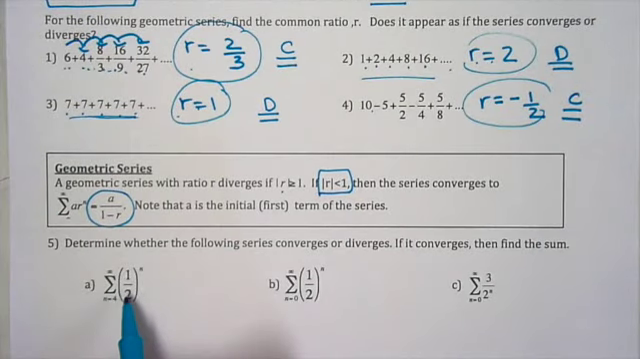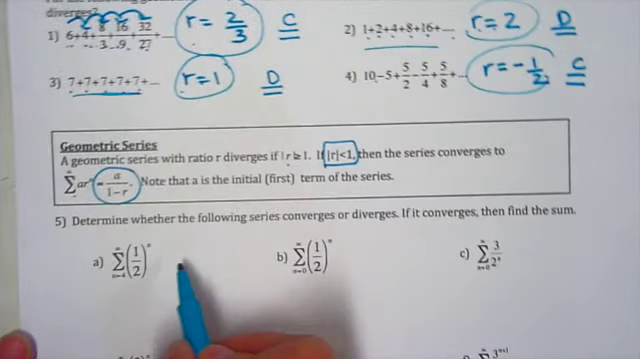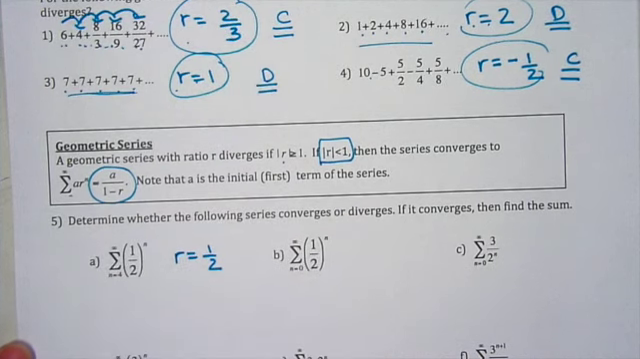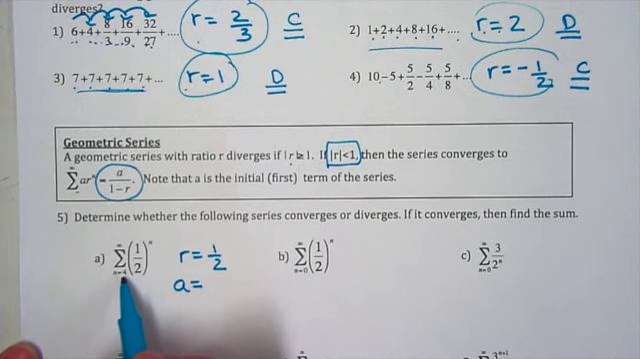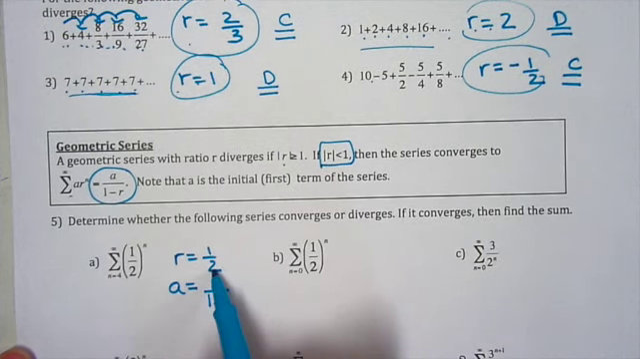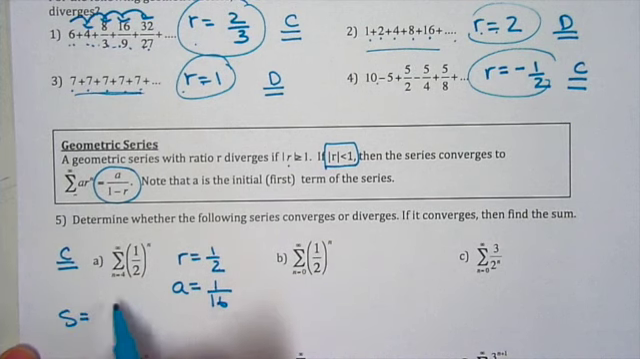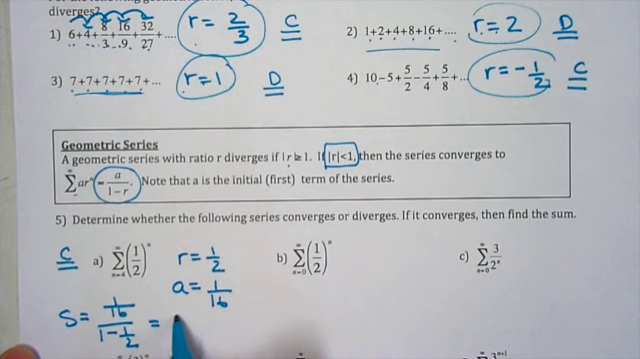Remember, your R value is whatever is being raised to the nth power, because it is what you are multiplying by every single time. So your R in this problem is going to be 1/2. Your A is whatever the first term in this series is. So your first term is when you plug in 4 for n, so 1/2 to the 4th is going to be 1/16. I notice that your R is 1/2, which is less than 1, so I know that it converges, and if it converges, then there is a sum. Your sum is going to be A over 1 minus R. This simplifies down to 1/8.